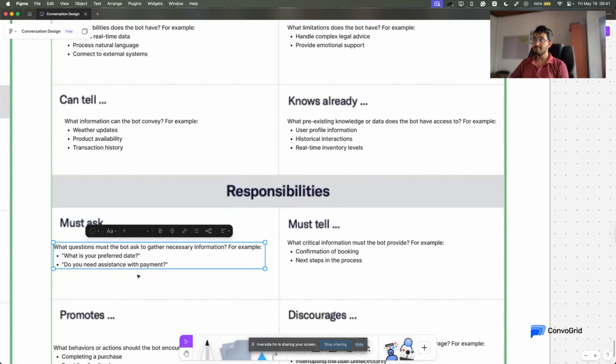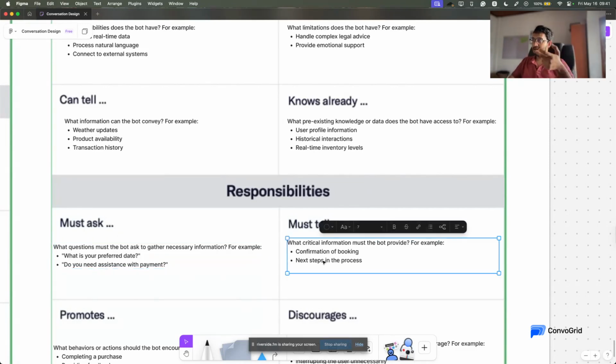So this is actually about what the bot should be asking from the user. For example, if the user wants to book a plane, it should be able to ask him when is the date that he wants to book the plane, because otherwise it's not able to help the user, right? And also, do you need any assistance with payment, so that the user can get assistance if he needs any when using the bot.